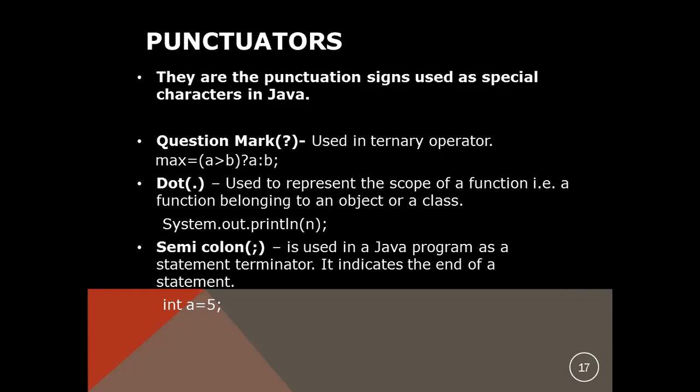Dot operator, it is used to represent the scope of a function, that is, a function belonging to an object or a class. Like when I write System.out.println, here the dot represents the scope of a function. Next, semicolon. It is used as a statement terminator, or it indicates the end of a statement. For example, every statement in Java ends with a semicolon. Here you can see every statement in Java ends with a semicolon.